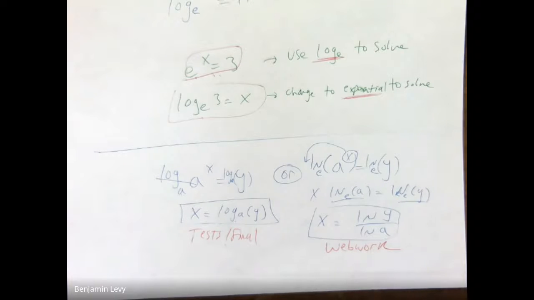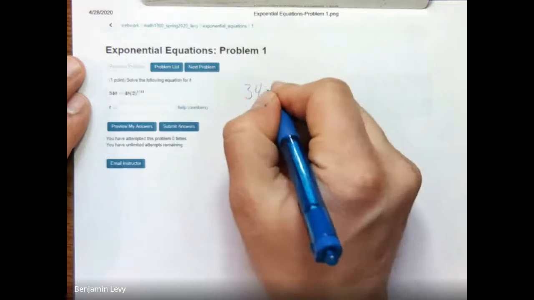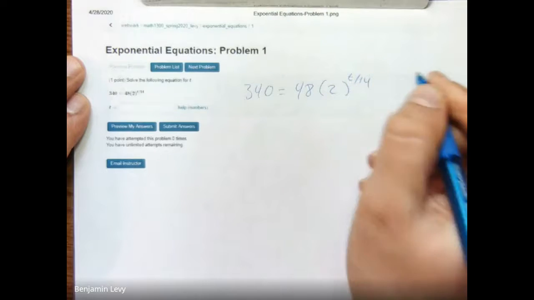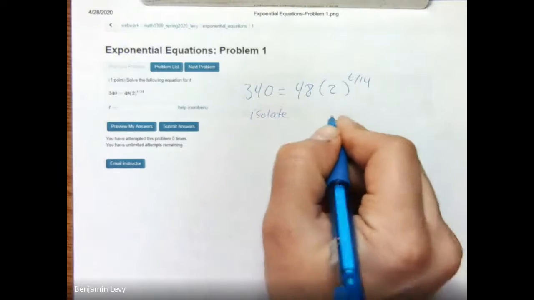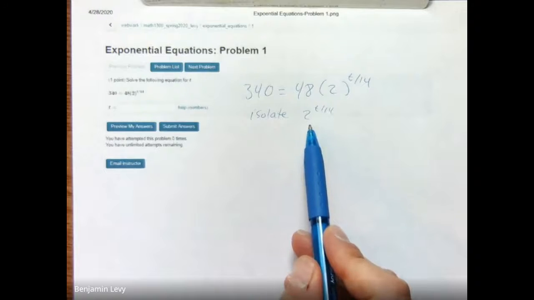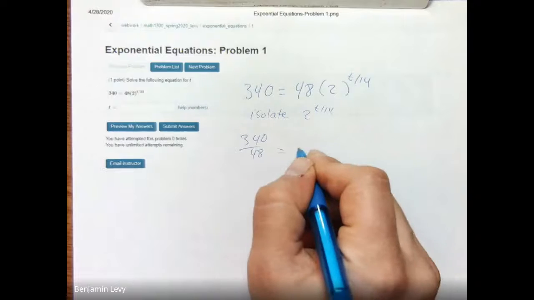Can I answer a question about that before we look at a couple homework problems? I've got some questions that someone asked right here, and so I will put those up. So on this first one, I know it's hard to read. I will rewrite it. This is the first question in exponential equations. And the first thing you need to do is isolate the 2 to the t over 14. You've got to get the exponential by itself. In other words, divide by 48 to get the 48 out of there.